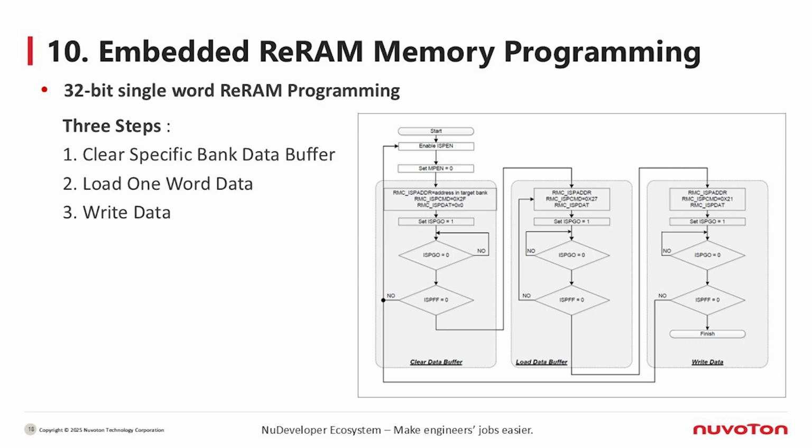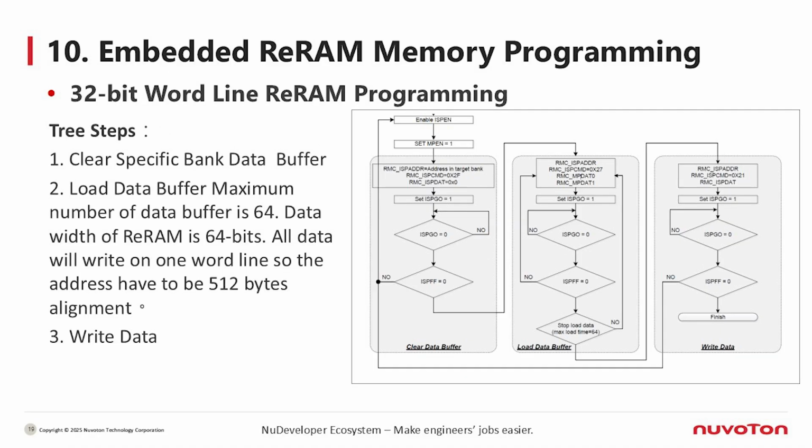First, I will share the 32-bit single-word memory programming, as shown in the figure on the right. Steps are as follows. 1. Clear specific bank data buffer. 2. Load one-word data. 3. Write data. Then, we will show the 32-bit word line memory programming, as shown in the figure on the right.